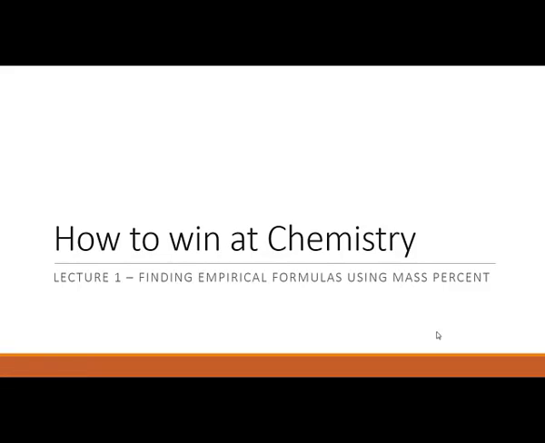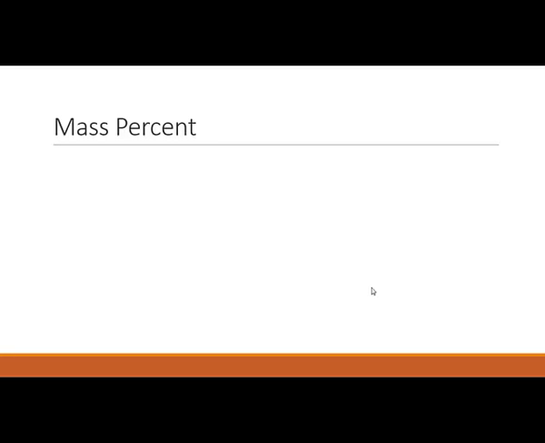Today we'll be doing an example of an empirical formula problem. Usually in these types of problems, you'll be given the mass percent for each element in the compound, and you'll be asked to give the empirical formula. Let's first review some of the terms we'll be using.